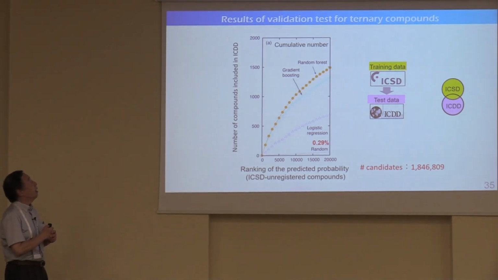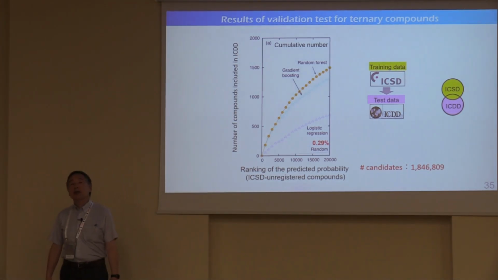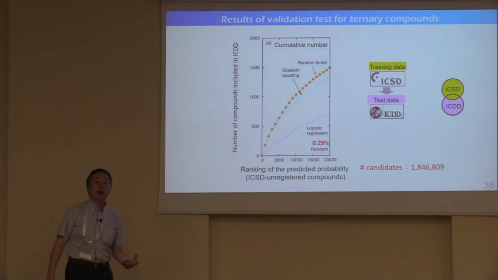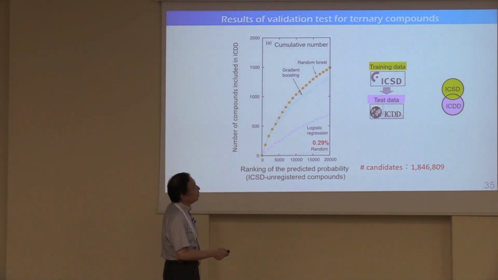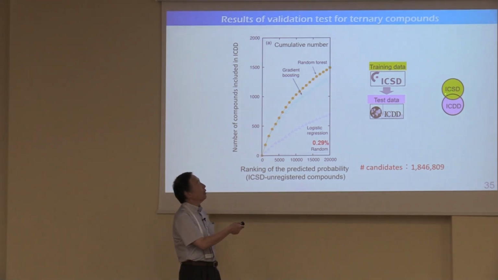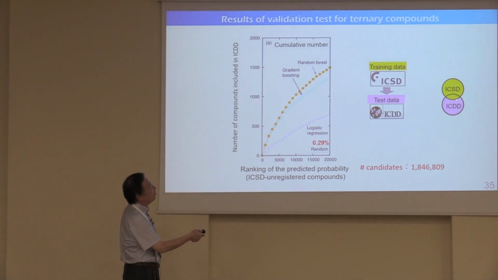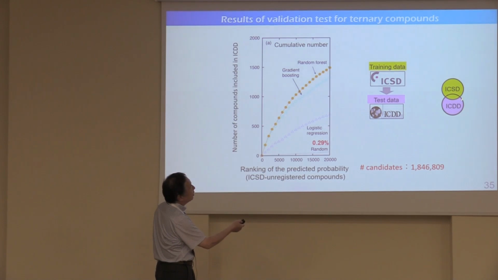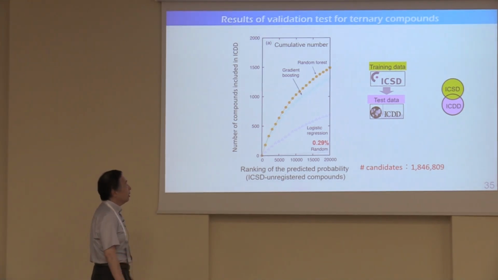Okay, this is already the result of validation. By the way, we use ICSD data as training data, and we need to validate whether the result is correct or not. In order to validate the result, we need a kind of test set. For the test set, we use another database called ICDD. There is significant overlap between ICSD data and ICDD data, but we removed the overlapped part, using this yellow part for the training data and the rest of the ICDD part as the test set. So there is no overlap between ICSD and ICDD.